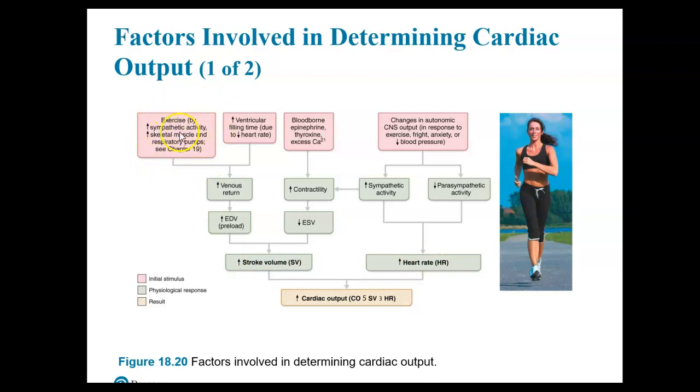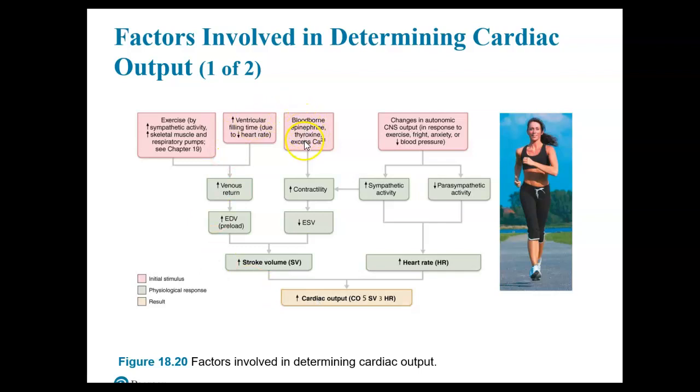Well, let's look up here at the pink. Exercise. Sympathetic activity happens when you exercise. Your sympathetic nervous system takes over. Your heart rate increases. So your skeletal muscle and respiratory pumps increase their contractility, and that is going to lead to increased venous return. That means increased blood coming back to the heart through the vena cava. And increased venous return will lead to increased stroke volume, and that's going to increase your cardiac output.